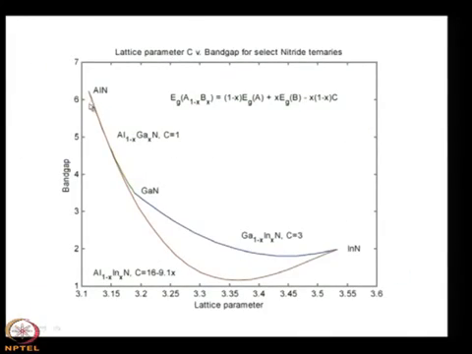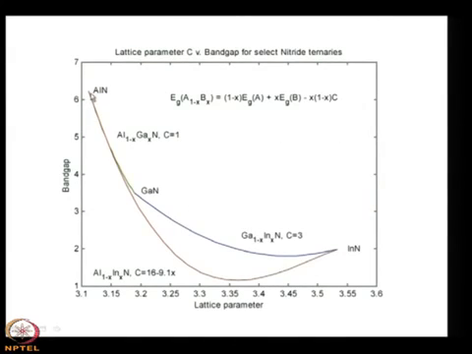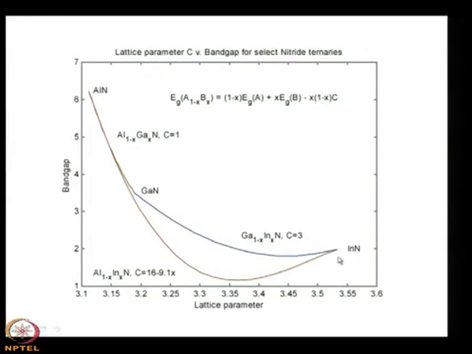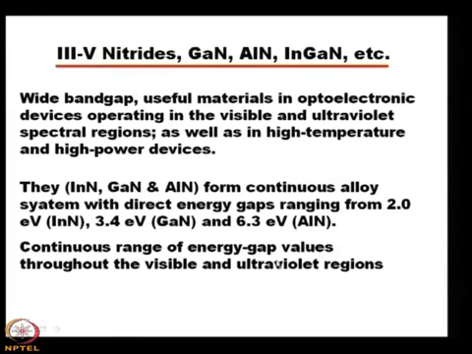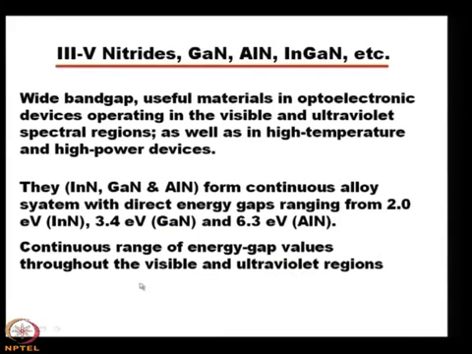Say this is aluminum nitride, what is its band gap? You see that the aluminum nitride band gap is 6.3 electron volt. Then gallium nitride, its band gap is 3.4 electron volt, and then indium nitride is 2 electron volt. So, that means you can tune the band gap from 2 to 6.3, that means it is throughout the visible and ultraviolet region.